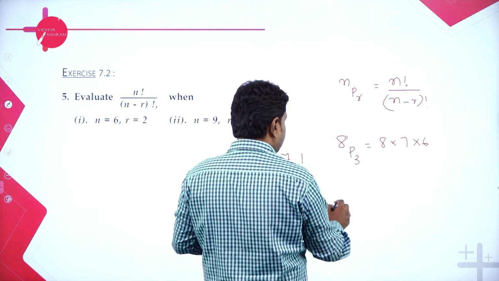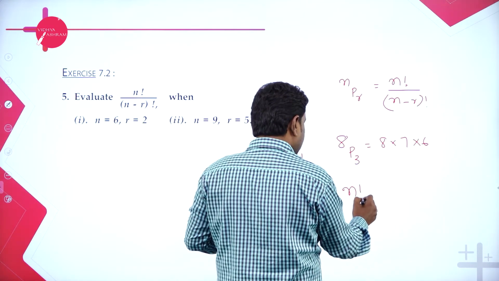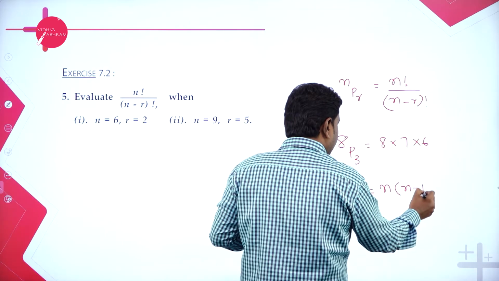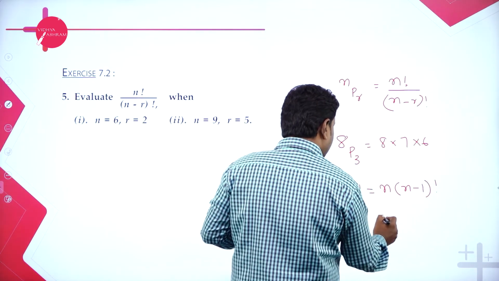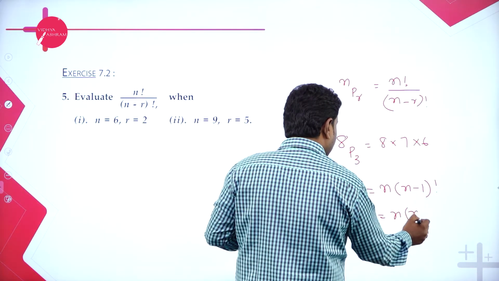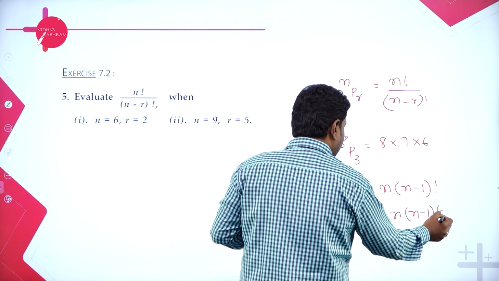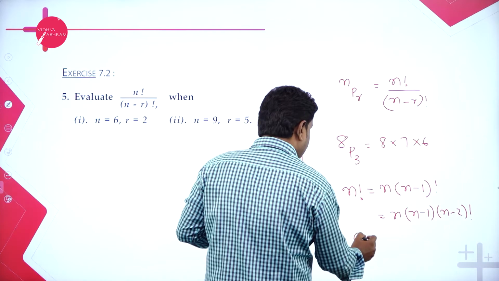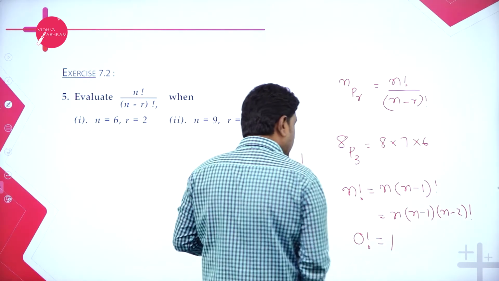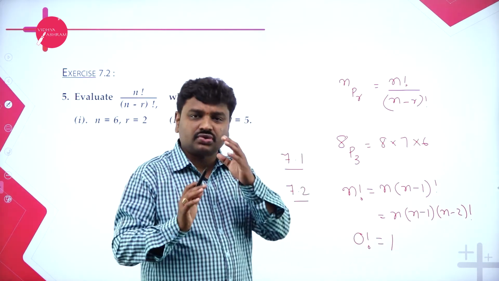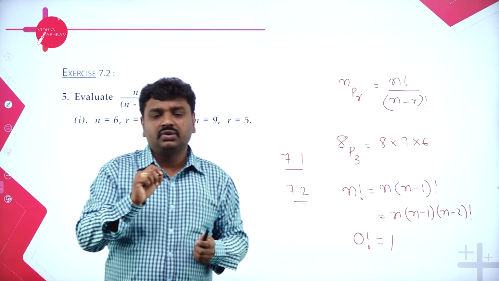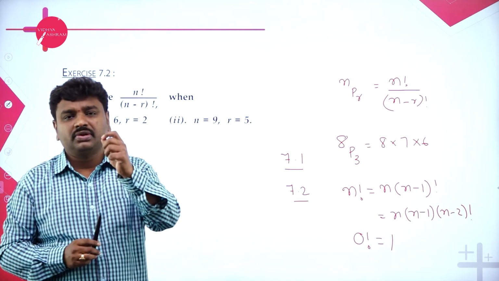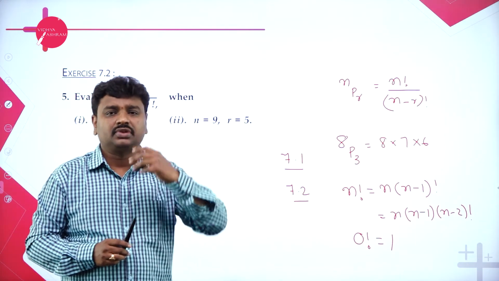And now we learned one more important concept. n factorial can be written as n into n minus 1 factorial, or depending on the convenience, you can write n into n minus 1 into n minus 2 factorial. And one more interesting fact is 0 factorial. What is 0 factorial? 1. These are the basics which you should be thorough with. So in 7.2, we had 5 problems. I have solved all the 5 problems. I expect you people to sit and practice all and become thorough.